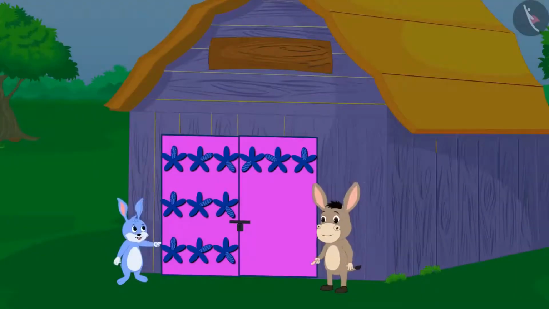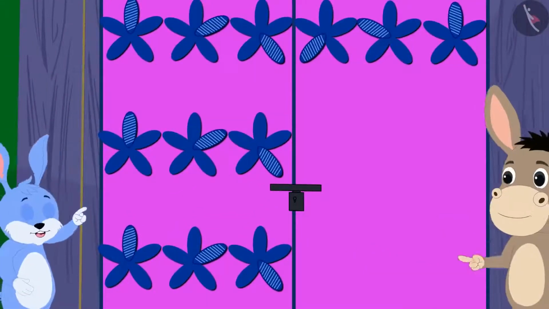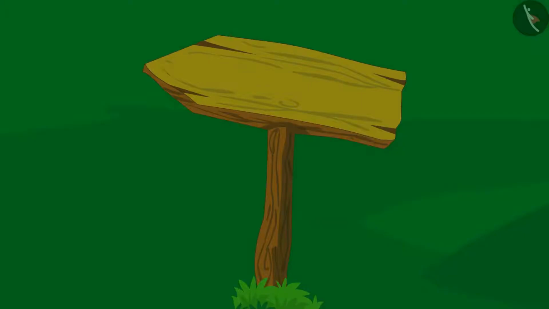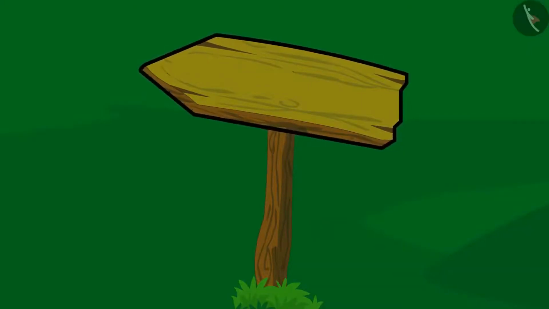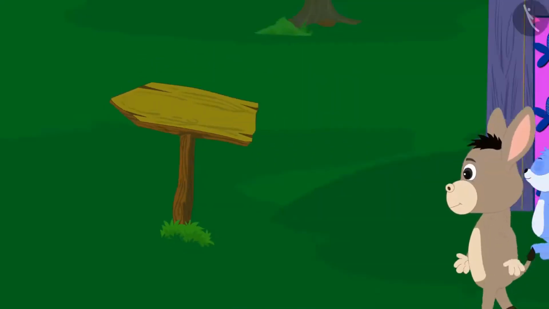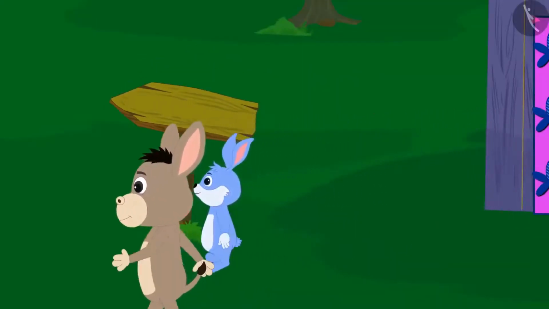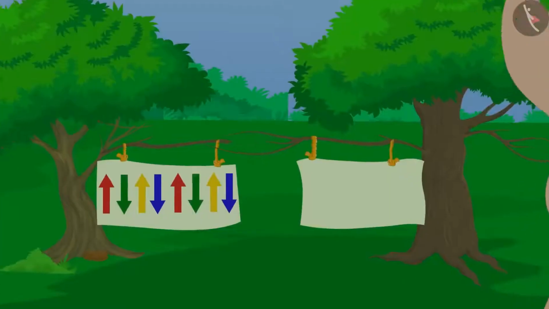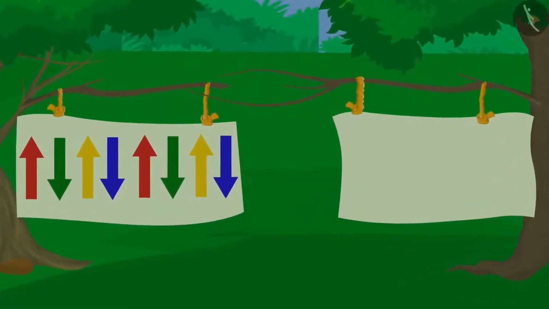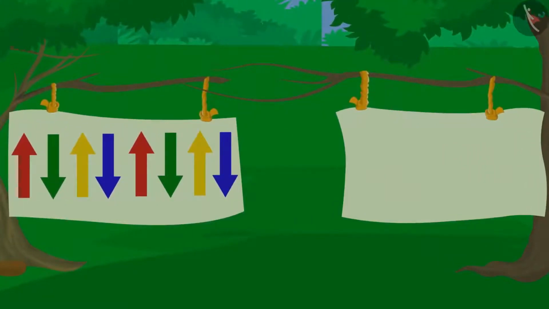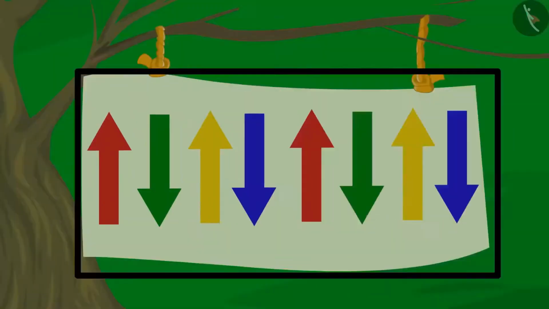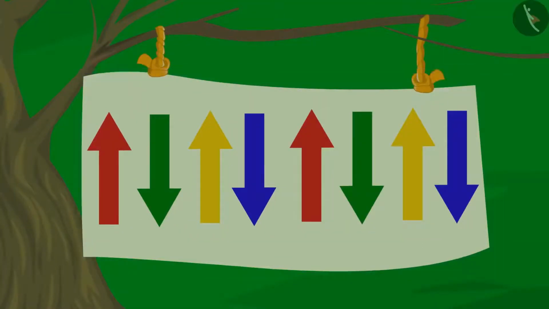pattern. As soon as Bhola and Bunny completed the pattern on the door, they magically saw an arrow sign on the way out. Bhola and Bunny quickly walked in that direction of that arrow. At some distance, they saw a curtain between two trees. The curtain is divided into two parts. This kind of a pattern is made on one part of the curtain.